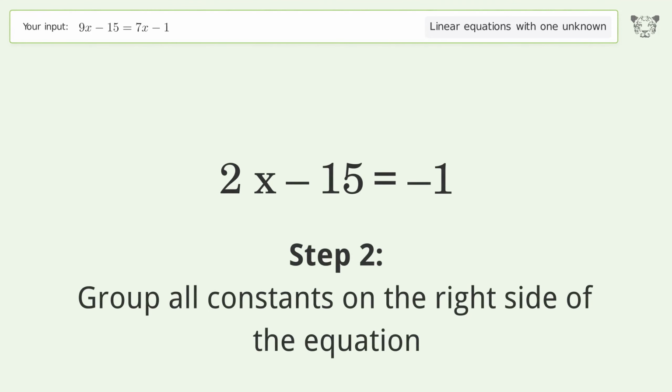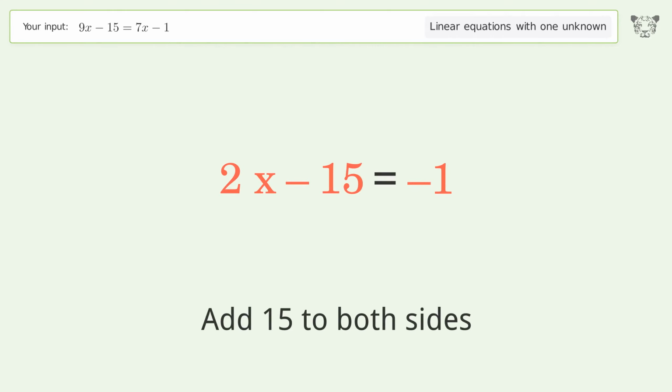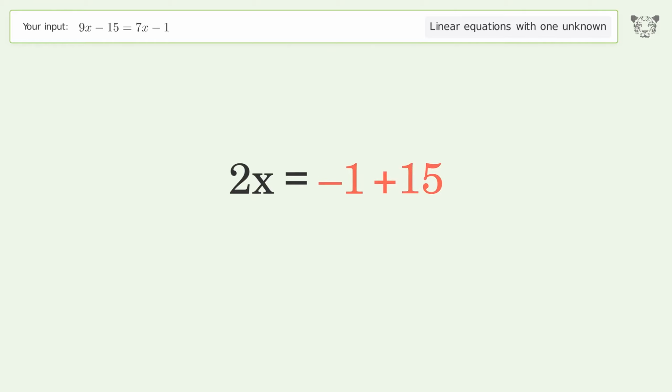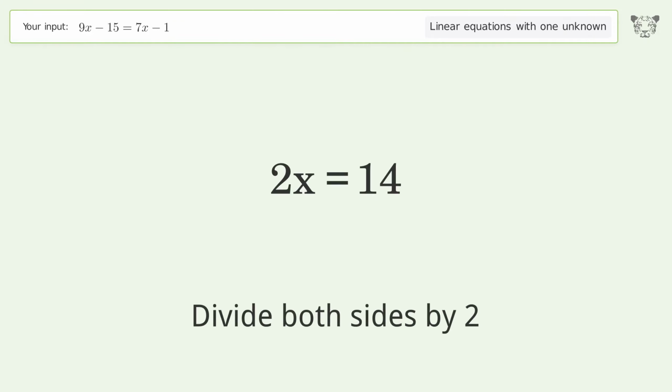Group all constants on the right side of the equation. Add 15 to both sides. Simplify the arithmetic. Isolate the x. Divide both sides by 2.